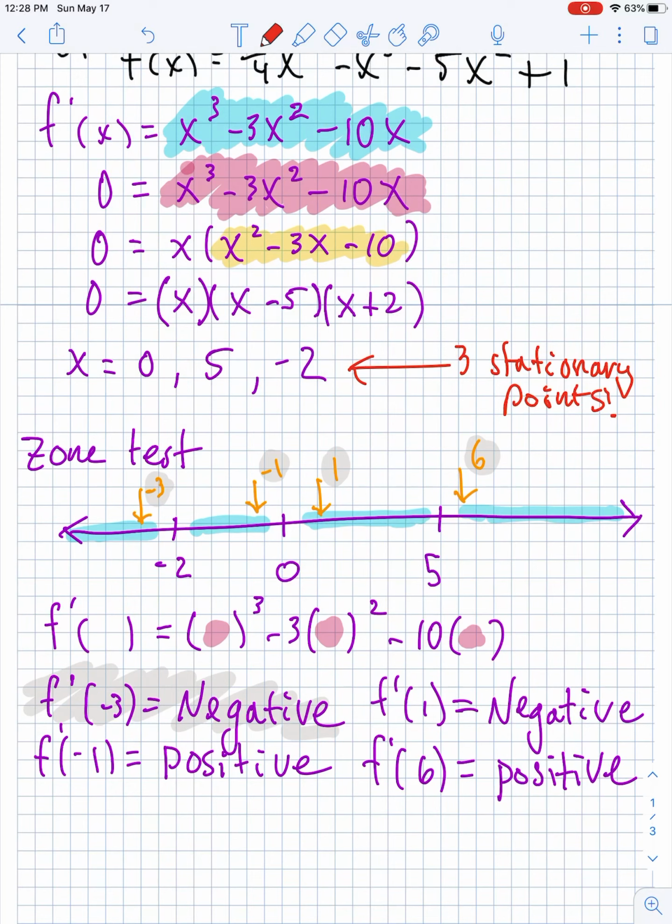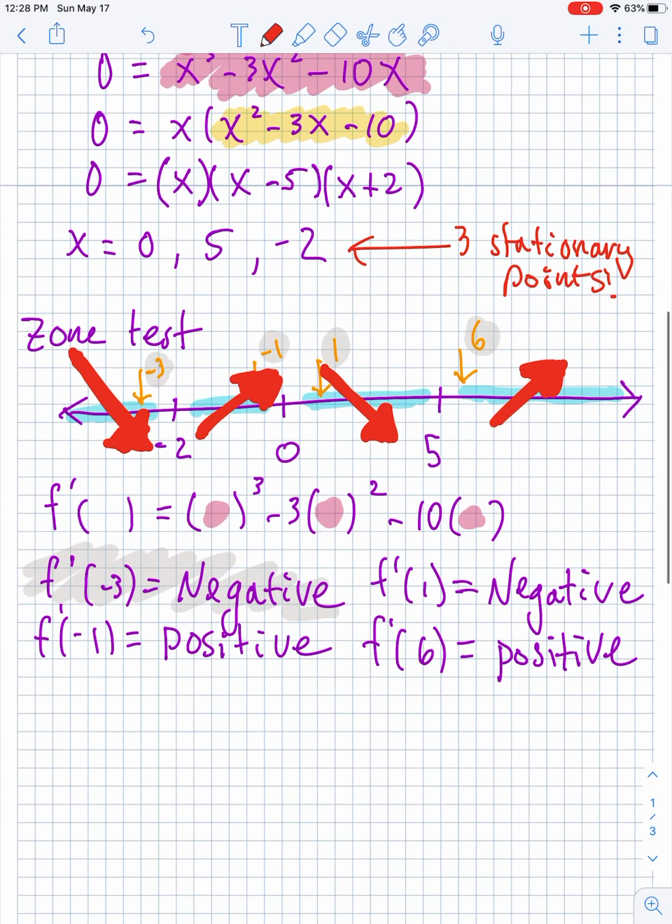You guys, the fact that f prime of negative 3 is negative, that means that the graph in that zone is going downhill. So it's a big down arrow. Then we tested negative 1 and got a positive, so that means the graph is going uphill in that zone. Then when you put 1 into the slope machine, aka the derivative, you get downhill, and then it goes uphill again. So this is the whole purpose of the zone test. It tells you what the graph is doing in terms of slope in those areas.